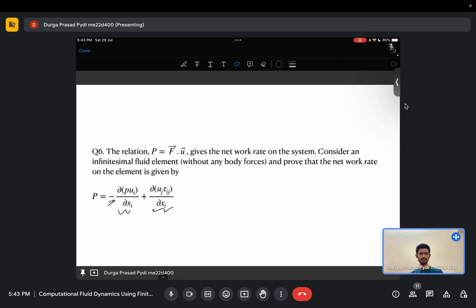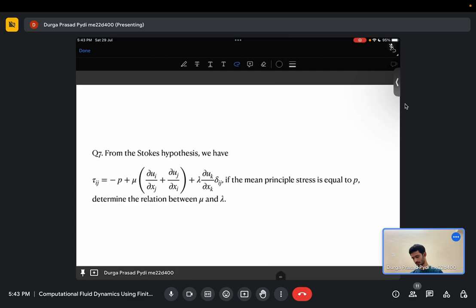In this particular derivation, we have assumed that there are no body forces. Suppose you have some body force, then you will have some additional terms, which will be plus ρ gi dot ui. So that will be your body force term. If you have any other terms, they will be added in this one. So we'll go to the next question.